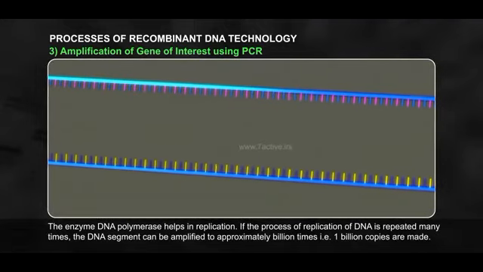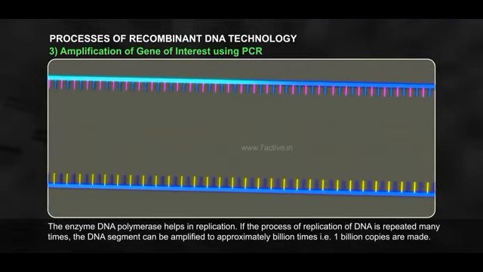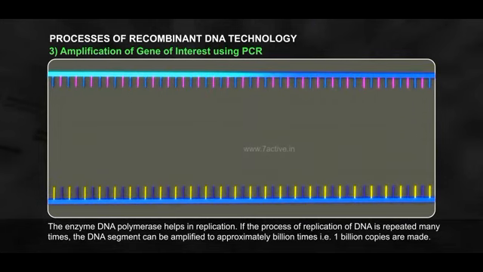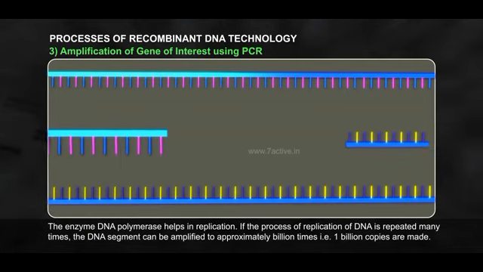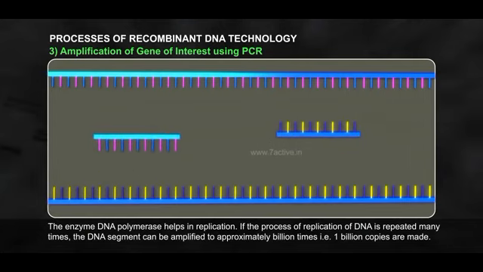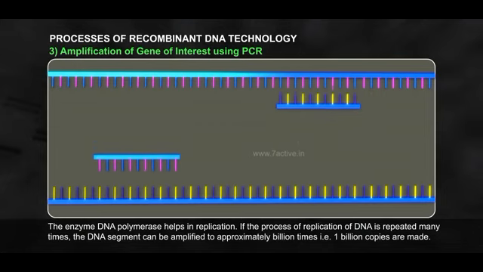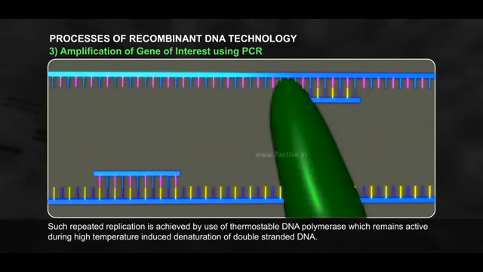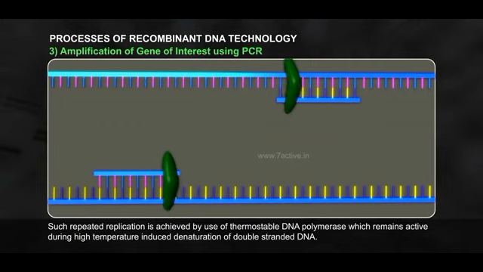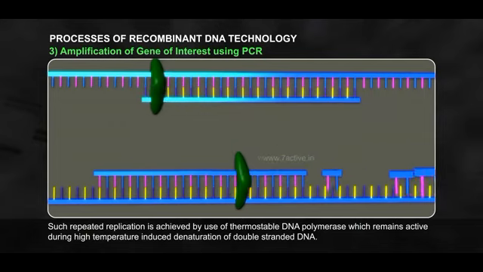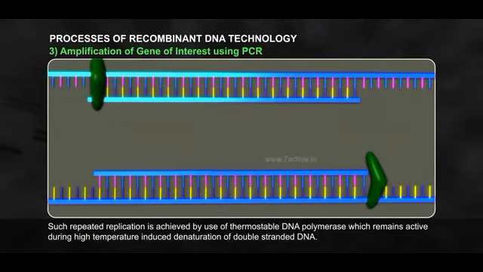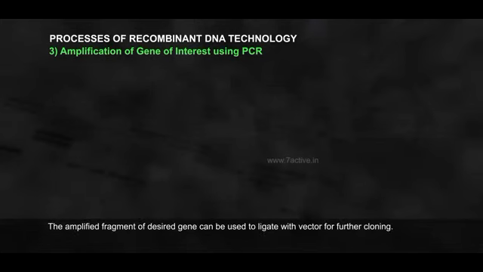The enzyme DNA polymerase helps in replication. If the process of replication of DNA is repeated many times, the DNA segment can be amplified approximately a billion times. That is, 1 billion copies are made. Such repeated replication is achieved by use of thermostable DNA polymerase, which remains active during high temperature induced denaturation of double-stranded DNA. The amplified fragment of the desired gene can be used to ligate with vector for further cloning.